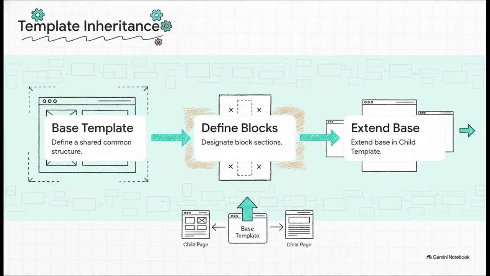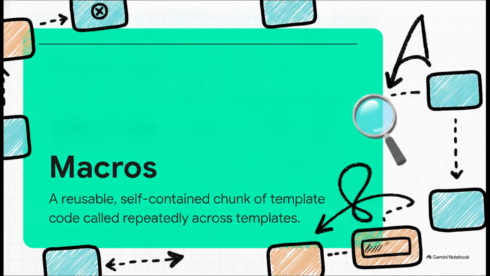Beyond inheritance, we also have macros. A macro lets you define a reusable, totally self-contained chunk of template code. Think of things like a custom formatted button or a specific form field. It closely mirrors how you'd use a reusable Python function. You define it once, and then you just call it wherever you need it across your templates. It drastically reduces the amount of duplicate code you have to maintain.